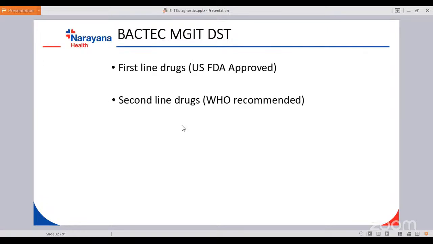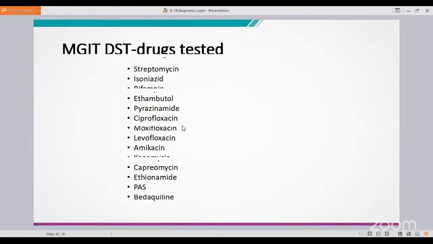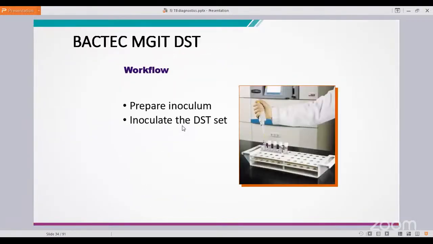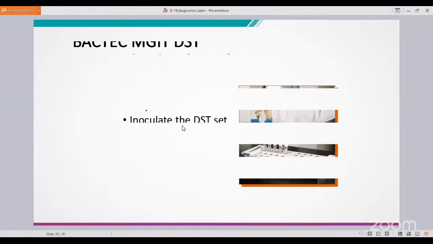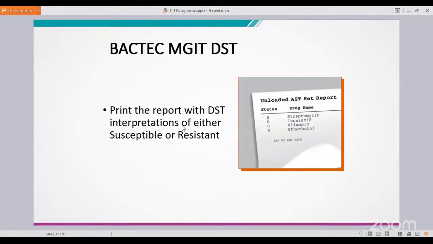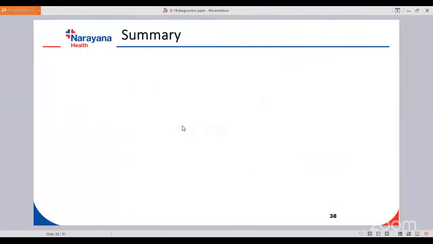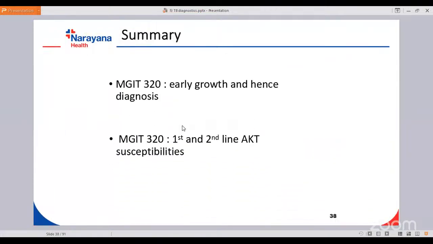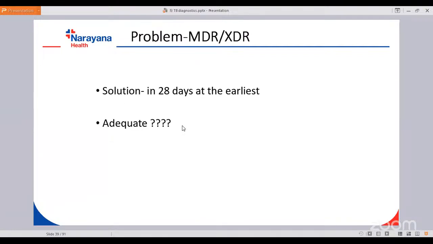MGIT is US FDA approved for the first line drugs and WHO recommended for second line drugs. This is a list of drugs which can be tested on MGIT. You prepare the inoculum, put it in the machine, and let it incubate. At the end of 7 to 10 days, you get a report which says whether it's sensitive or resistant. To summarize so far, MGIT is a very good equipment used for growing the organisms, hence diagnosis, and for susceptibility.